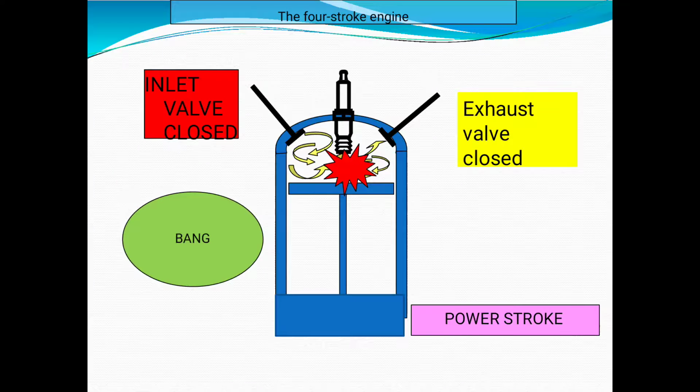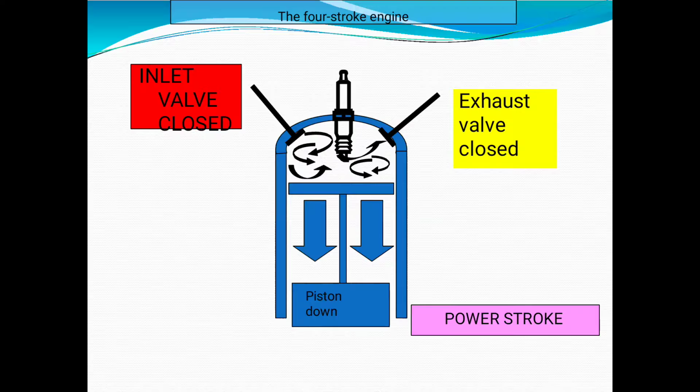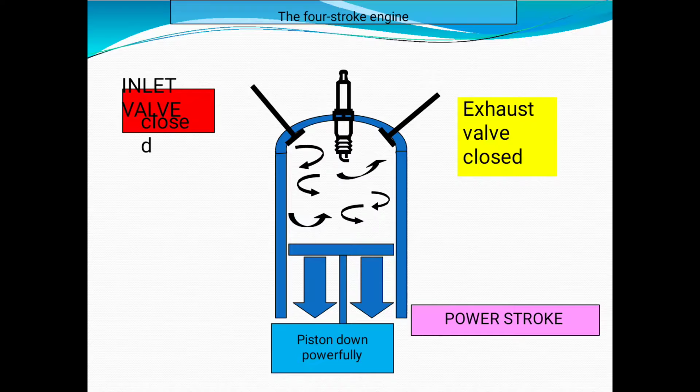So this is the diagrammatical representation of the power stroke. The inlet hole is closed, this red light indicates that. This yellow light indicates the exhaust hole is also closed. This red star indicates the spark plug igniting the air and fuel mixture. See here. So during the stroke, when the air and petrol mixture ignites, due to this explosion, our piston goes down forcefully. This is called the power stroke.